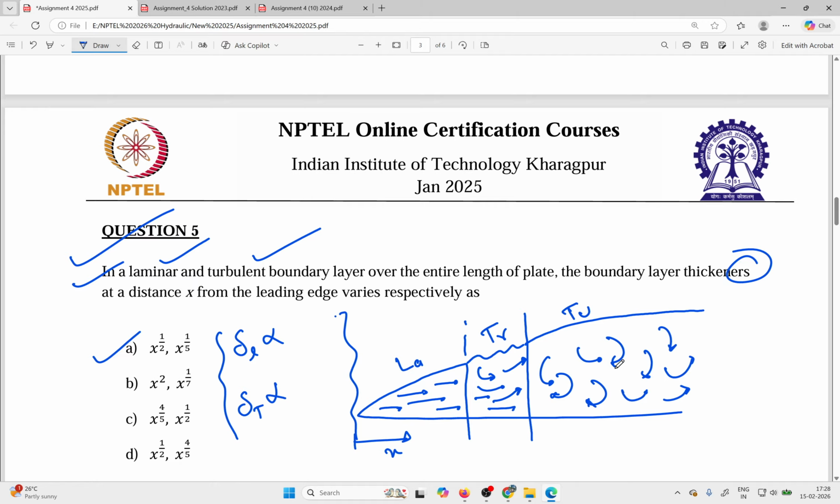So now here you need to tell how your delta varies. Delta means this. What is here? Delta. What is here? Delta. What is here? Delta laminar. So this is delta laminar 1, delta laminar 2, delta laminar 3, delta laminar 4. So how is this related with the x? Whether it varies x to the power half or x square, x to the power 4 by 5, x to the power 1 by 2. Similarly for turbulent. So hope you understand the question very clearly.